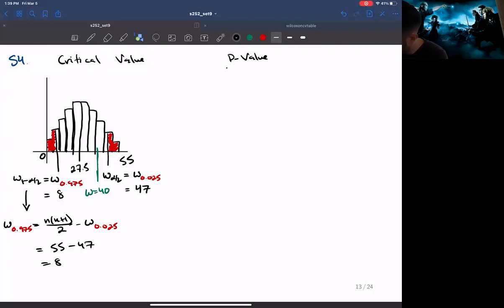Okay, so if we take the p-value approach, we're going to start off with a similar sketch.